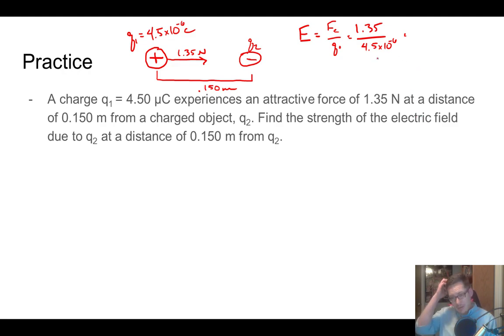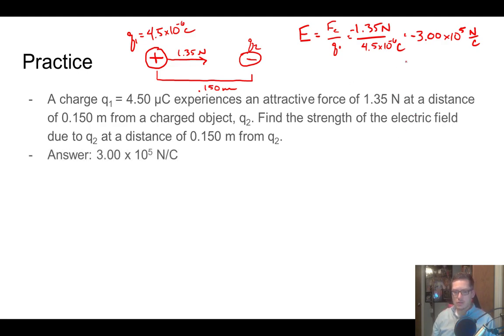Right, now let's think about, what would it be? It's an attractive force, so that means it would be negative, right? And so we should have probably established this in negative, so it would be 3 sig figs, so 3.00 times 10 to the fifth. And then it's an electric field, so it would be newtons per coulomb. And that makes sense because this was in newtons and this was in coulombs. All right, so there's the strength of the electric field due to Q2 at that distance.